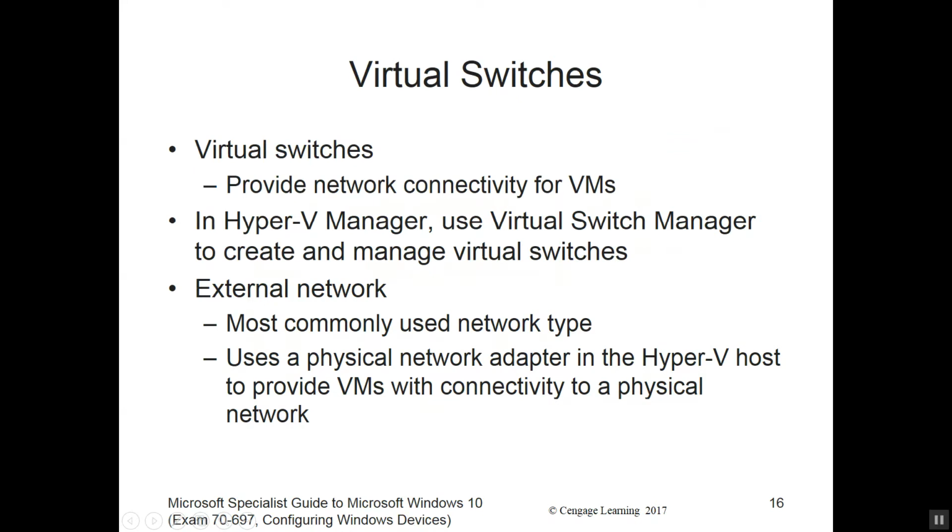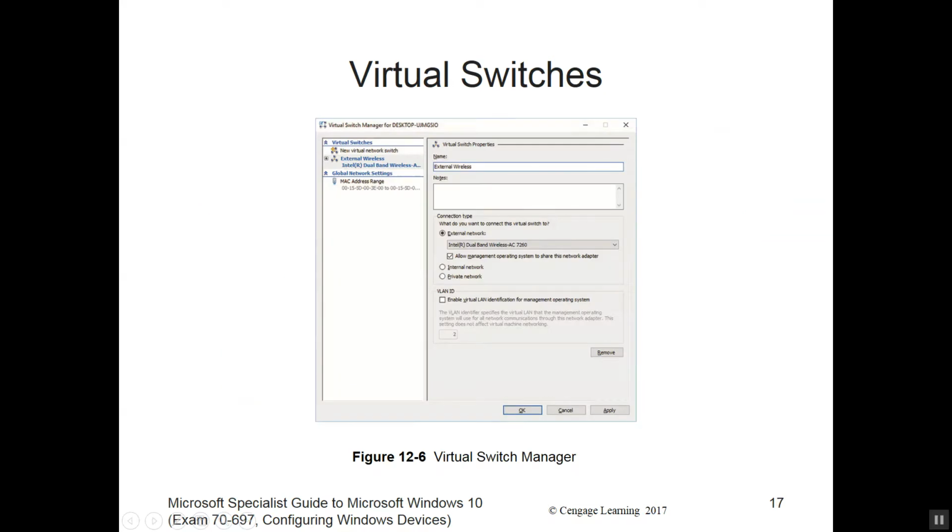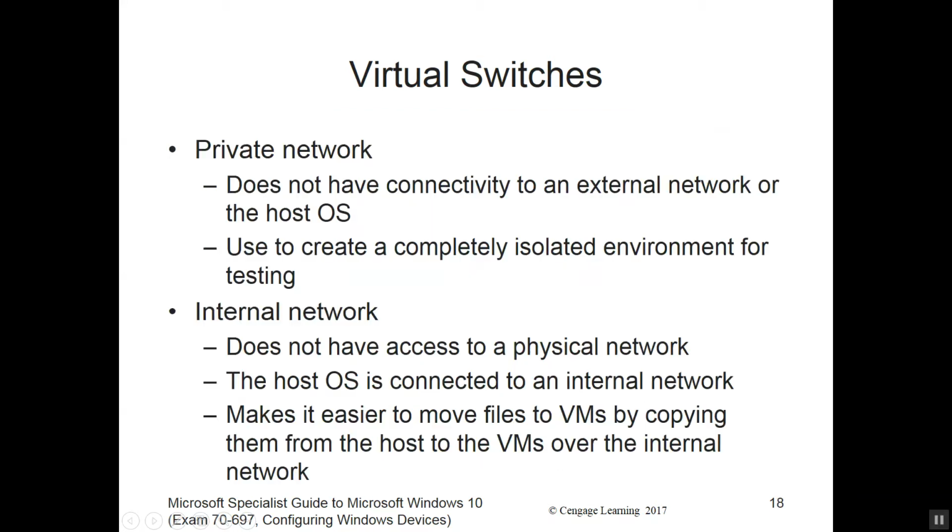So we've got virtual switches that we can create that provide network connectivity for virtual machines. In Hyper-V Manager, you use Virtual Switch Manager to create and manage virtual switches. That'll help us connect to an external network. So here we are, Virtual Switch Manager, connect to a virtual network, and that'll get us right on out. Virtual switches, we can have private or internal or external.